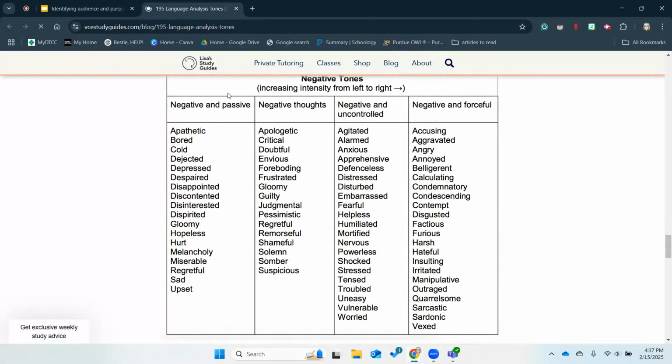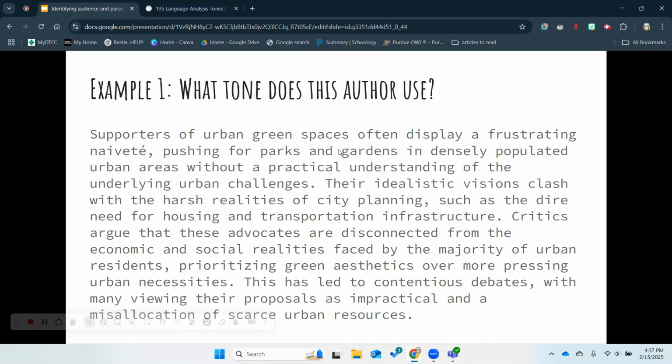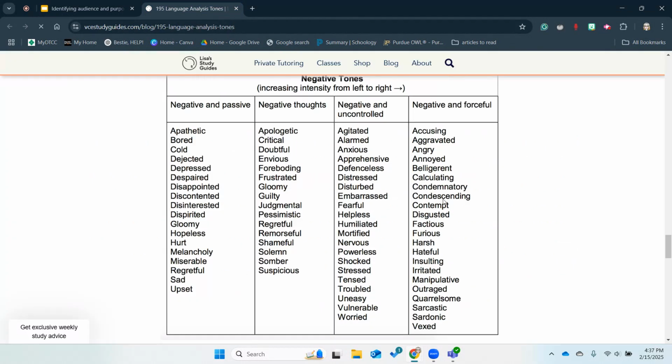Negative tones. Okay, so I don't think it was very passive. Was it thoughtful? Maybe a little thoughtful. Maybe forceful also. Then we look closely at this. They were kind of accusatory, kind of condemning. They were condescending. What was the one thing they said? The naivete, frustrating naivete. So that to me sounds sort of condescending.